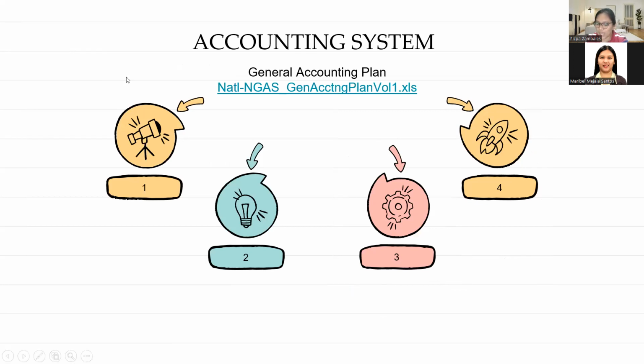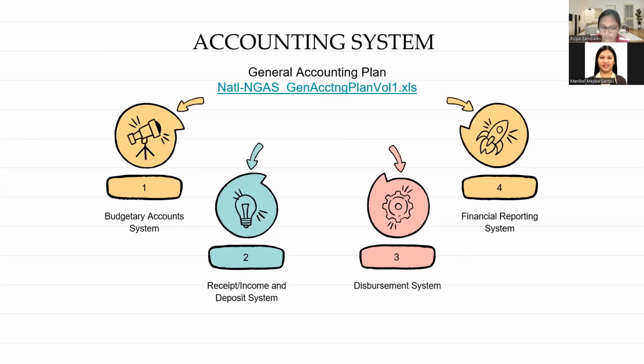First, let's see what the general accounting plan is. Actually, this general accounting plan is composed of four. First is the budgetary account system. Next is the receipt and income deposit system, then the disbursement system, and last is the financial reporting system. Let's take a look at this.